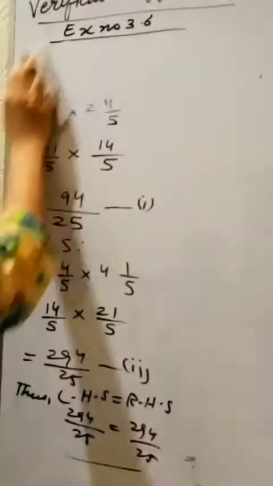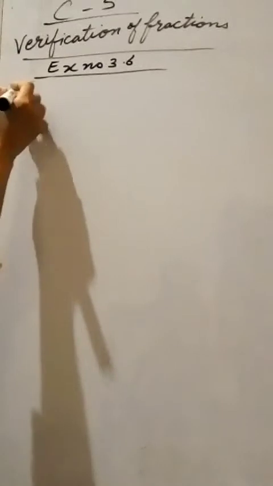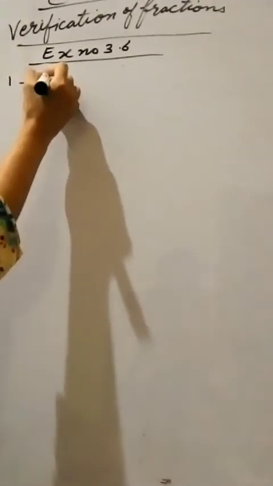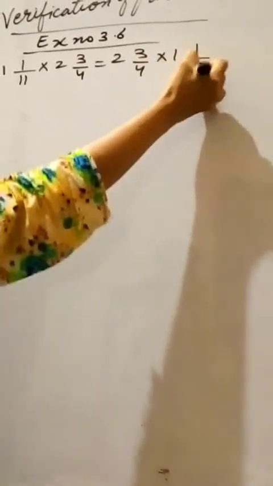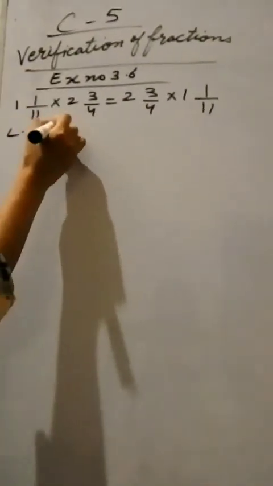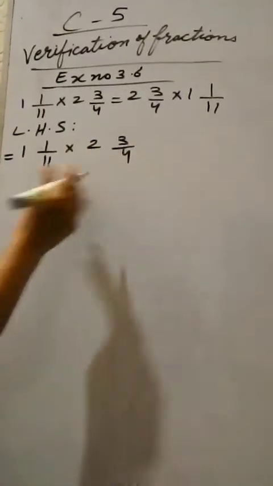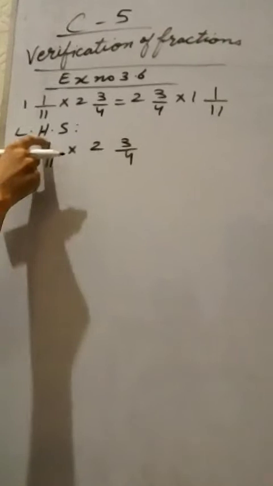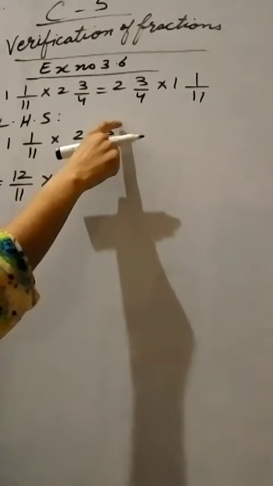Now I am taking another question. And the next question is also related to mixed form. 1 1/11 multiplied by 2 3/4 equals 2 3/4 multiplied by 1 1/11. So first of all we have to take the left hand side. Left hand side is 1 1/11 multiplied by 2 3/4. Solve it. 11 one time, 11 plus 1, 12 over 11, multiply 4 2 times 8, 9 10 11, 11 over 4.